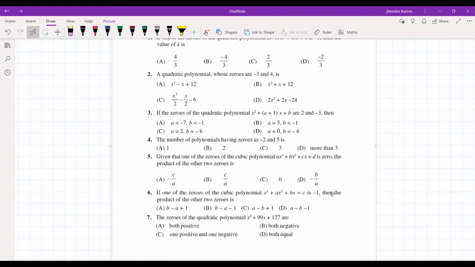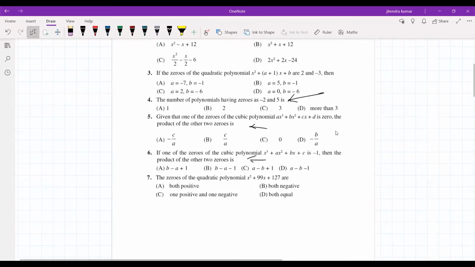Okay. So it's saying the number of polynomials having zeros as -2 and 5 is. And 5 is saying that given one of the zeros of the cubic polynomial is 0, the product of the other two zeros is. Okay, so these questions are based on zeros, so we will learn about zeros today. Then we will discuss these questions 4, 5, 6 and 7 also.